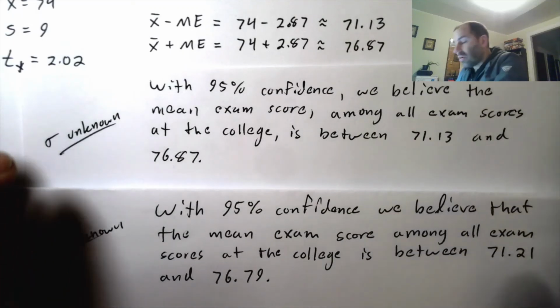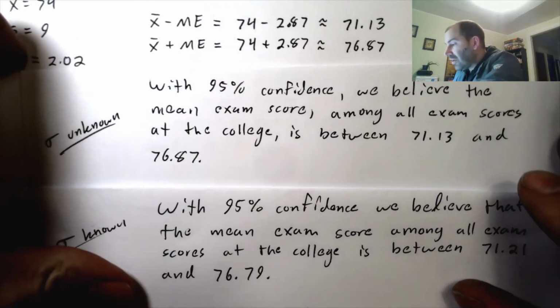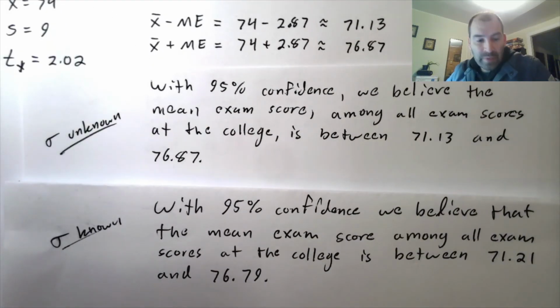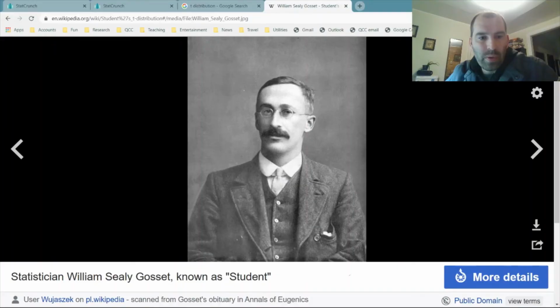Okay, so the last thing I want to point out in this video is a little bit of information about the t-distribution. It's a little bit of a fun fact. The t-distribution was discovered by a fella by the name of William Sealy Gosset. And he published under the name Student. So he didn't publish under his own name, and he named this the t-distribution. So oftentimes you'll hear this called the Student t-distribution.